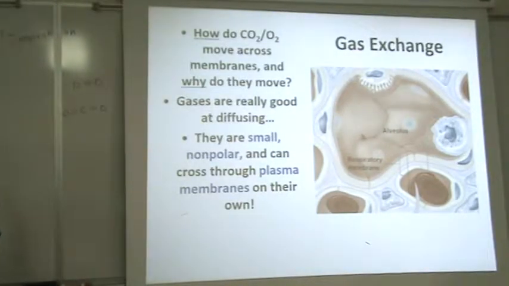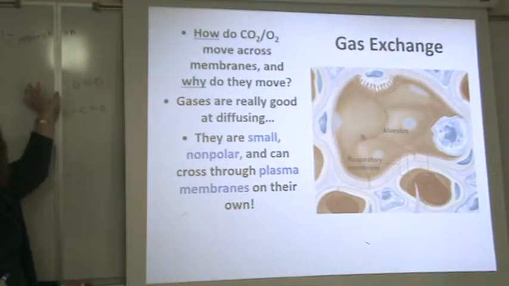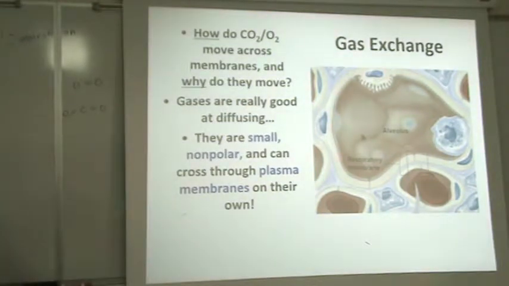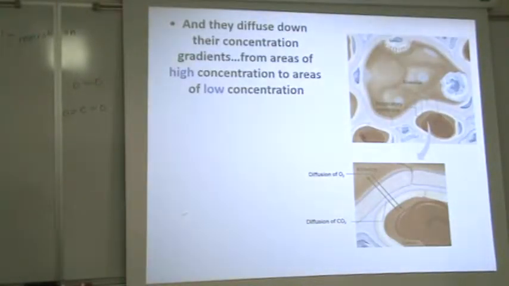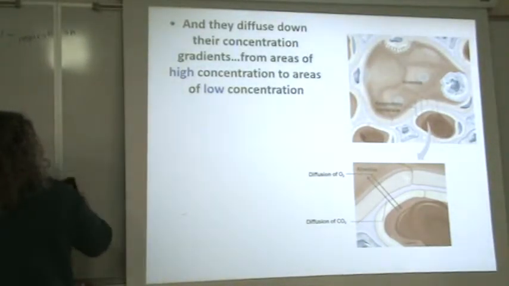You don't have to draw these gases in this class, but that's what they are. They're small, they're nonpolar. They whoosh right through a plasma membrane. So they can go where they want. Where they want to go is just down a concentration gradient. So they're going to move from where there is more of that to where there is less of that. They're going down their concentration gradient.